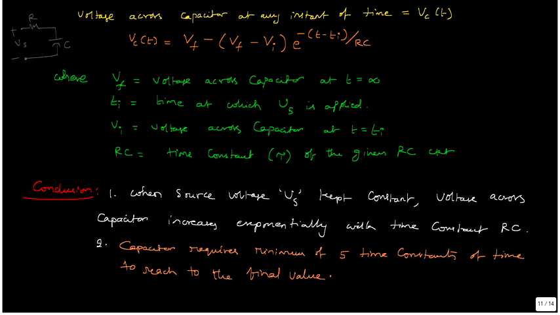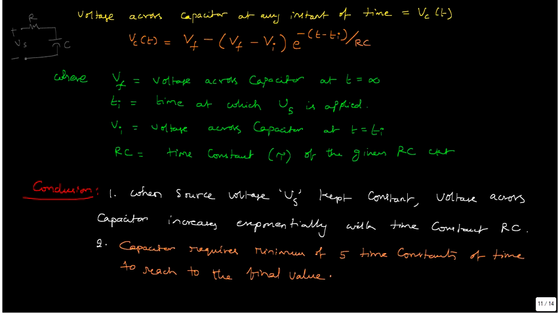Vi is the voltage across the capacitor at t equal to Ti. At that point, what is the voltage across the capacitor? The voltage across the capacitor at Ti is treated as Vi in this equation, and RC is the time constant of the given circuit. From this equation, we can get two important conclusions.